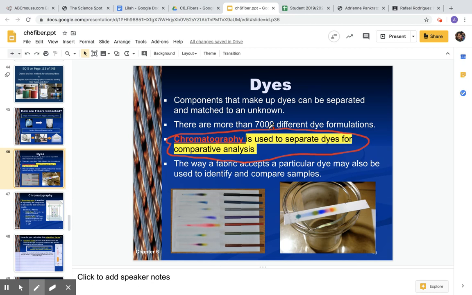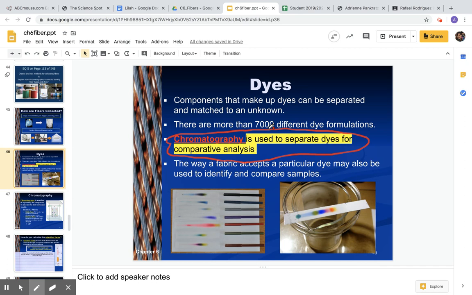One other thing that we can look at is how well that fabric accepts the dye. Not all fabrics can be dyed. Sometimes the pigment will actually have to be placed chemically into that fiber instead of dyed over it. And that particular way that the dye is accepted by the fabric is also something we can use forensically to determine what fabric that is or what dye that came from.